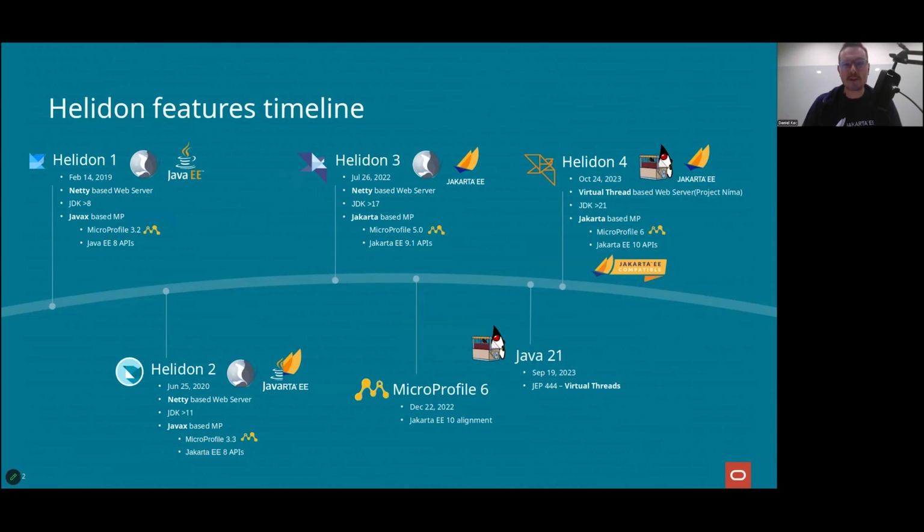Yes, previous versions were not certified as Jakarta compliant, but as you can see in this little timeline I have prepared here, since the release of Helidon 1 at the beginning of 2019, Helidon MP implemented all the necessary specifications under the MicroProfile umbrella, including the Java EE APIs in Helidon 1, and later Jakarta EE APIs in Helidon 2 and 3.